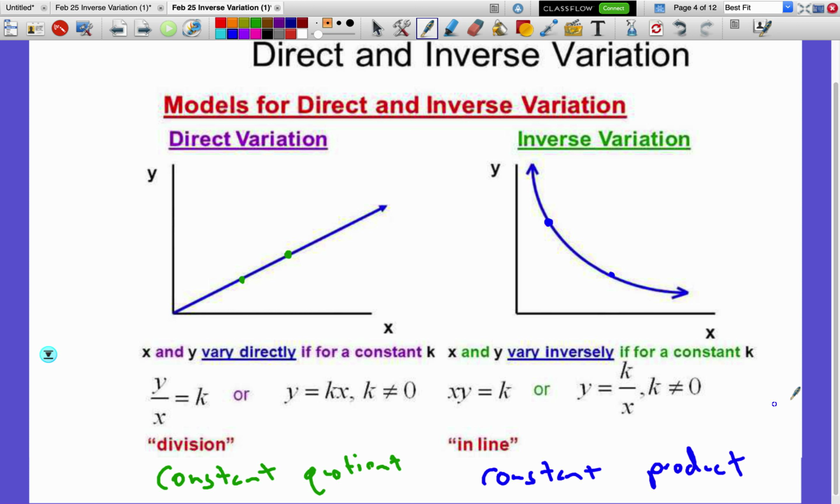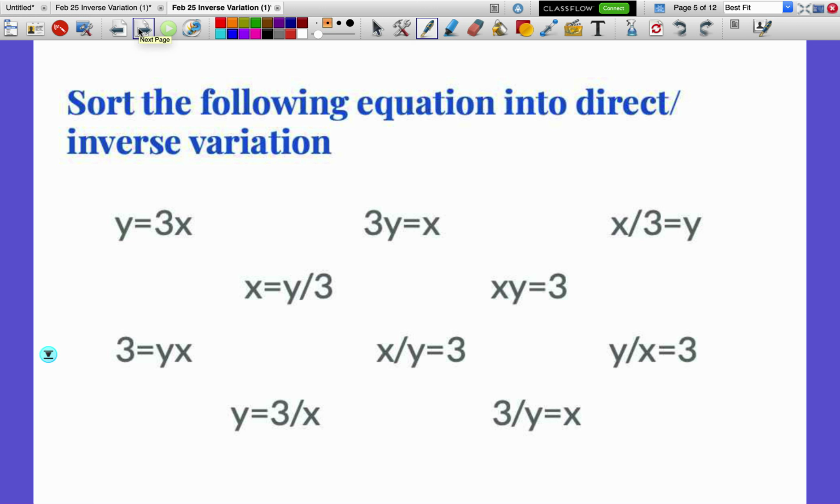All right, I would go ahead and pause and make sure you got all of this in your notes. The graph, the examples, everything. All right, sort the following into direct and inverse variation. So why don't you create a little table and we'll put all of these in there.